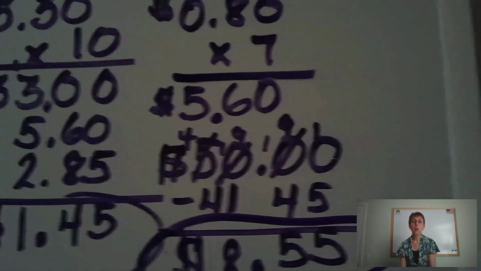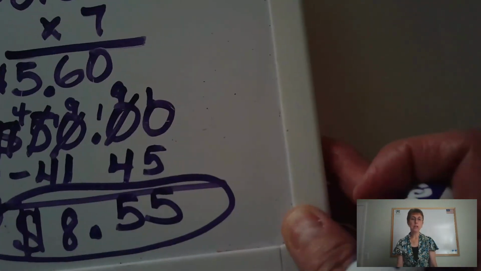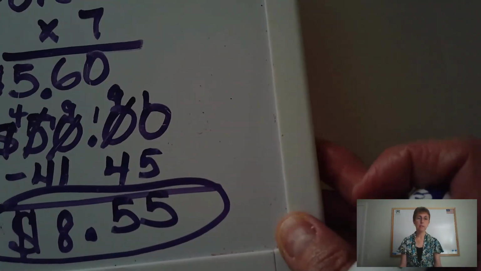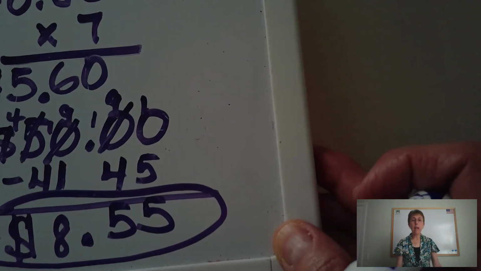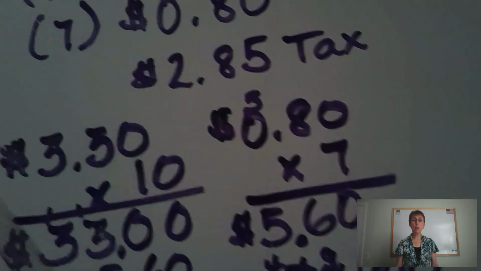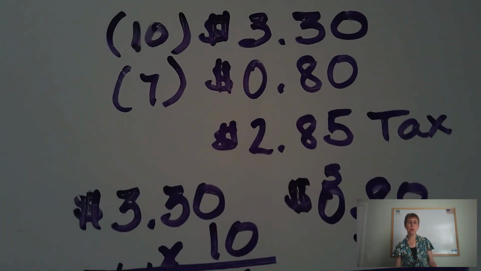So here we have our final answer of $8.55. Okay, $8.55. It wasn't a difficult problem. The numbers weren't hard to work with. You just needed to work through it step by step, breaking it down.